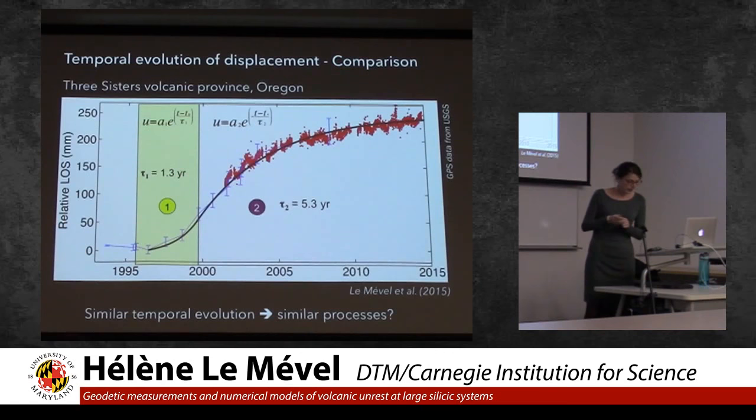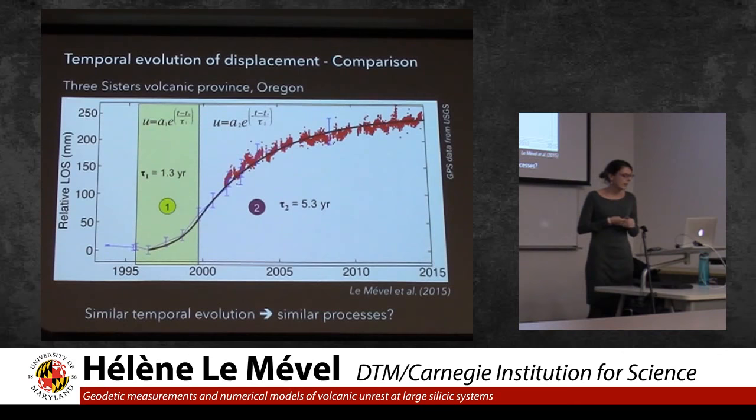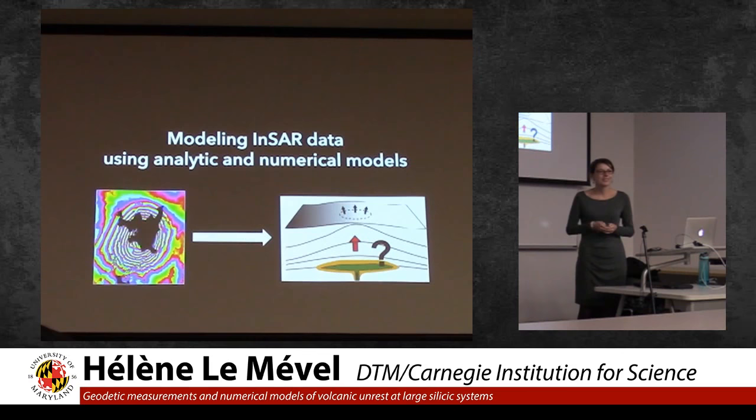Here for Three Sisters, this is both an InSAR and GPS time series. Again, the double exponential model seems to fit pretty well. So this similar temporal evolution was the starting point that all these non-eruptive uplifts seem to result from similar processes underground. And after looking at those data, I'm going to talk about modeling the data.